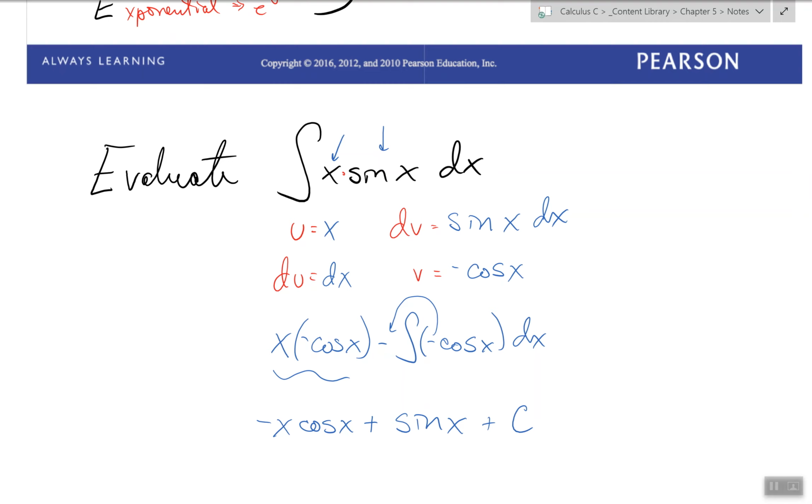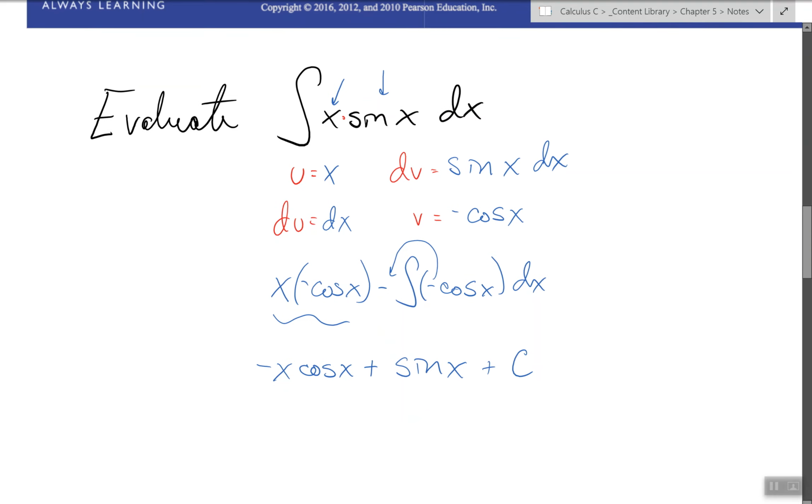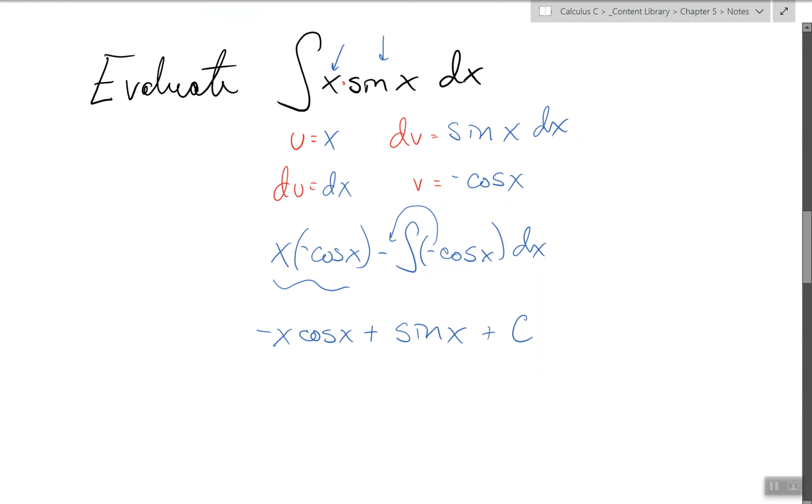So the biggest part is getting the setup. Once you've got the setup, the rest of the work should be pretty straightforward for the first several examples of this. They do get more complicated than this, but for the initial problems, it's really a lot of setup work and then an easy antiderivative.